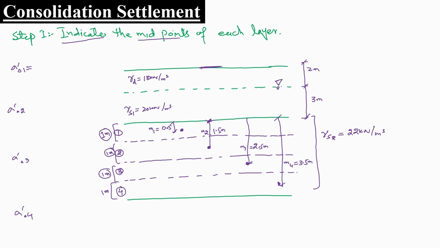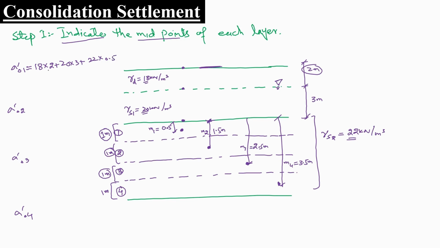How will you calculate it? Just go layer by layer. From this point to this point, the unit weight of the soil is 18. What is the depth? This is 2 meter. Plus, from this point to the clay, this is 3 meter, and what is the unit weight? This is 20, times 3, plus. What is the height from this to the midpoint? This is 0.5. You will write 22, the unit weight of clay, times 0.5.